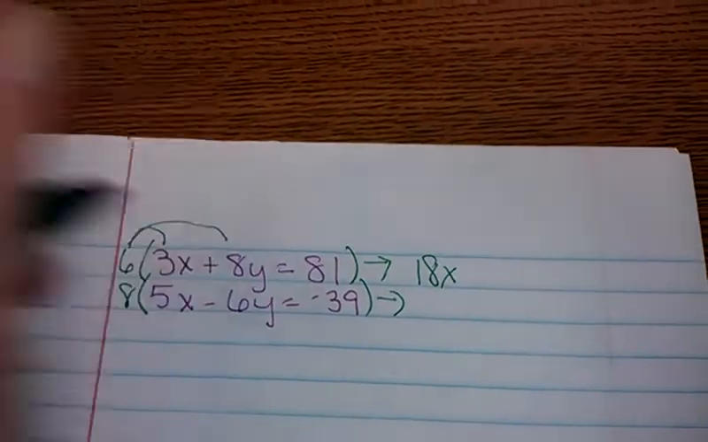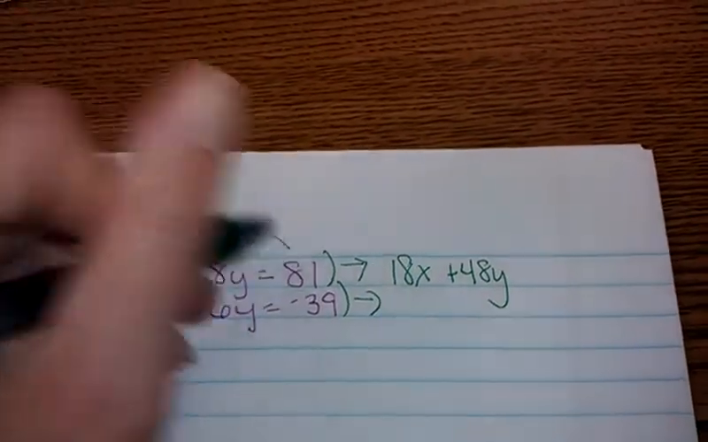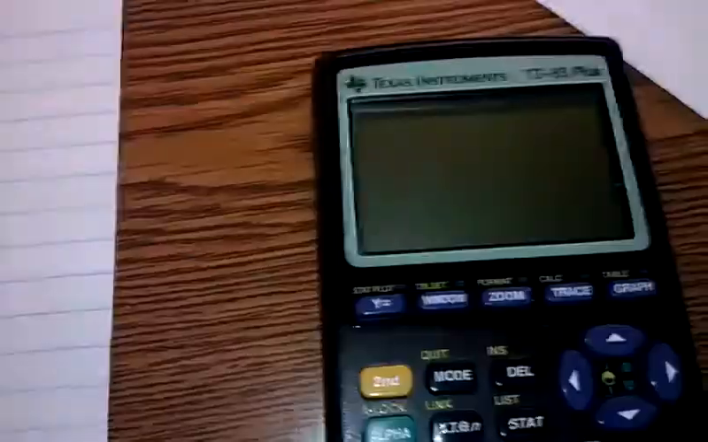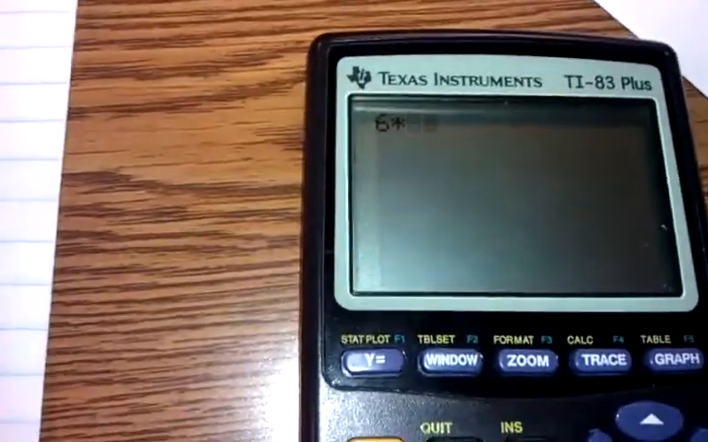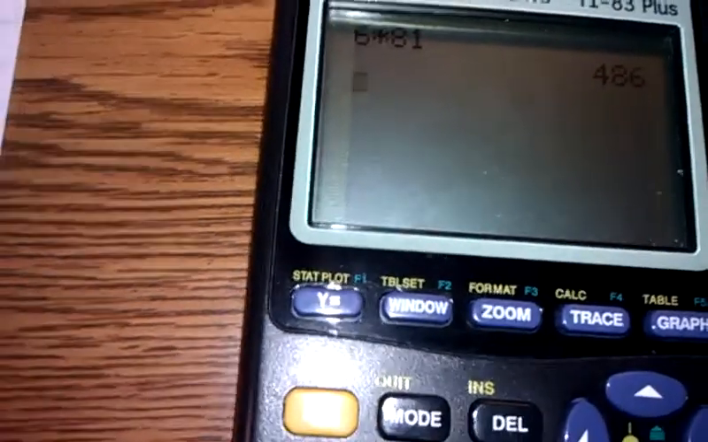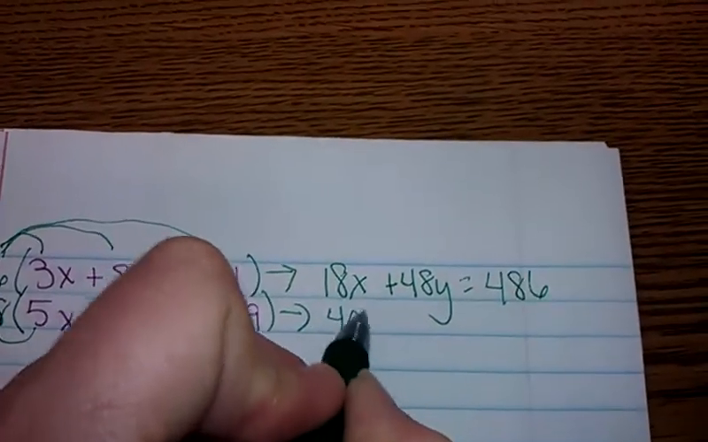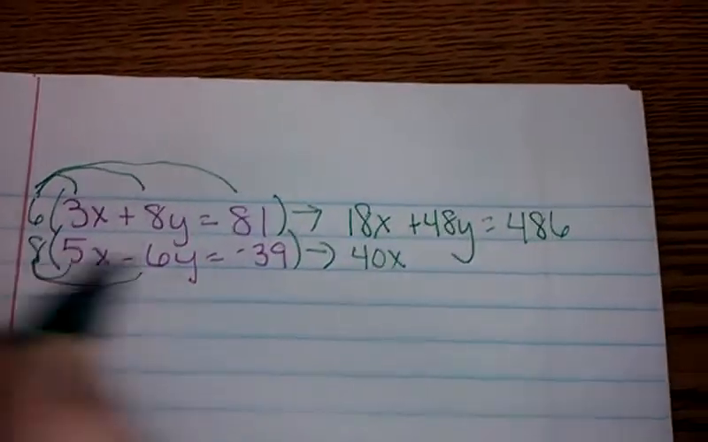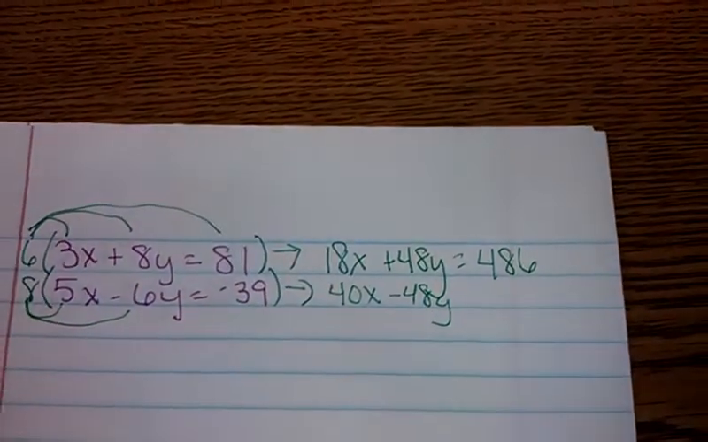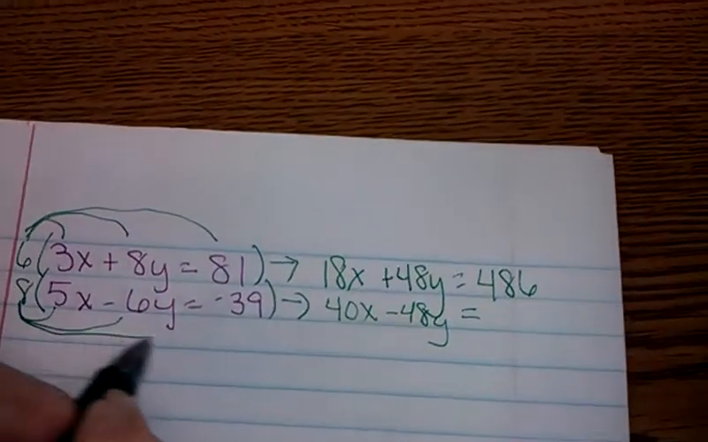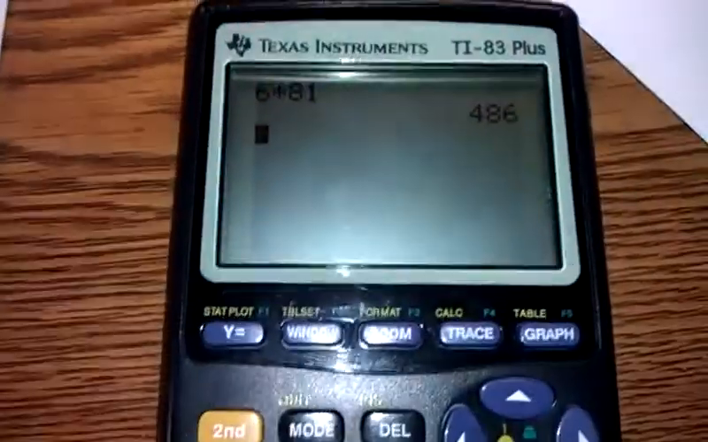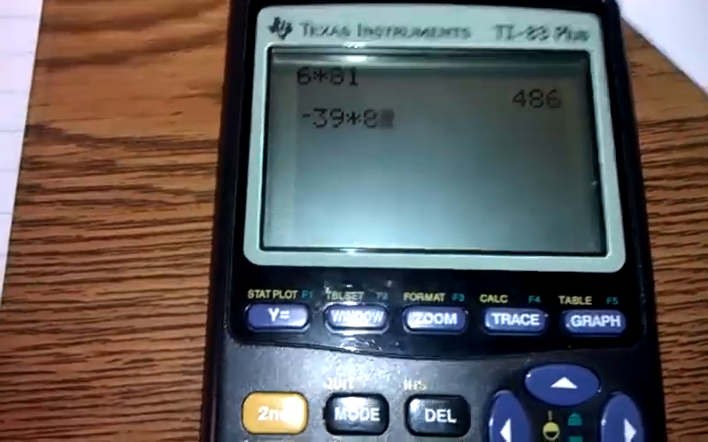6 times 3 is 18x. 6 times 8 is 48y. 6 times 81. Oh, golly, Miss Molly. All right. So I've got 6 times 81 gives me 486. So I come back over here. 8 times 5 is 40x. 8 times -6, -48y. Okay, that's good. The y's will cancel. Equals 8 times -39. So I have -39 times 8.